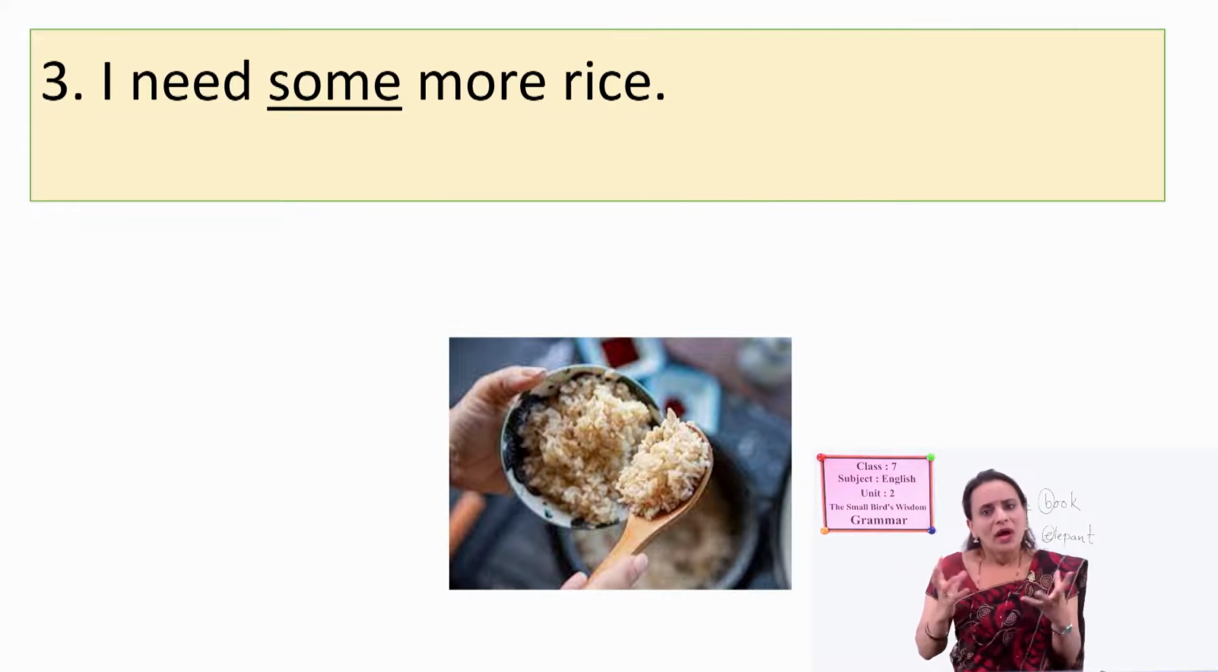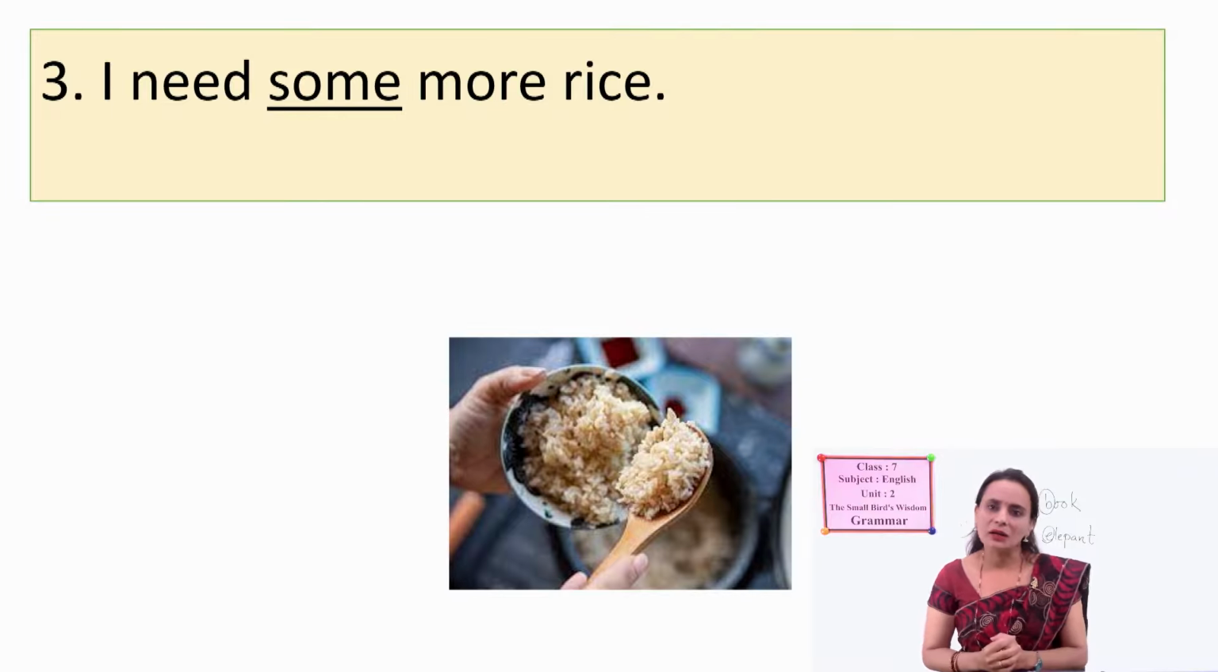Now let's see other examples. I need some more rice. Okay, I need some more rice. You cannot count rice. Understood? Rice is an uncountable noun. And the sentence, see here, what kind of sentence is it? I need some more rice. Is it a negative sentence? No. So it is a positive sentence, and we can call it a statement sentence also, an affirmative sentence also. Okay. So we use some for positive sentences, isn't it?